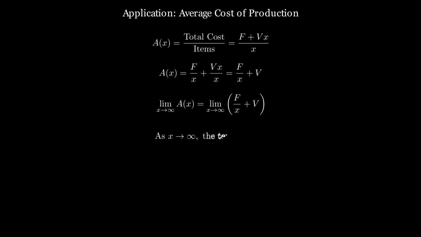As x gets infinitely large, the fixed cost F is spread over more units, so the term F over x approaches 0. The limit is V. This means the average cost per item will never fall below the variable cost V. This is a key idea in economies of scale.